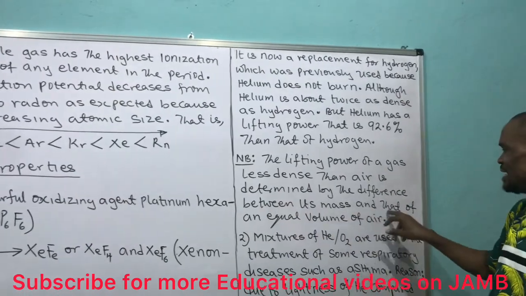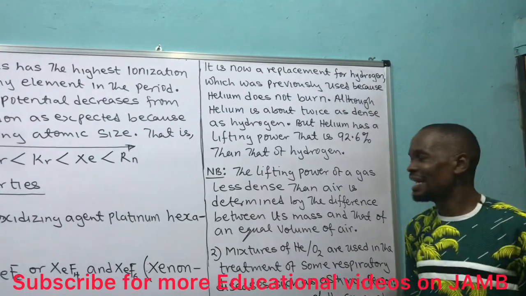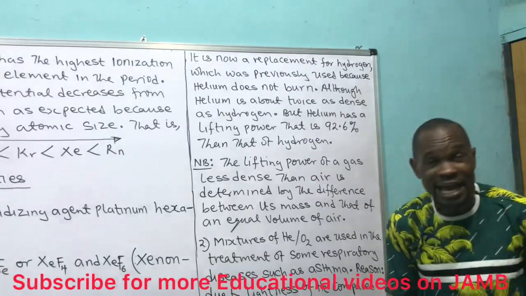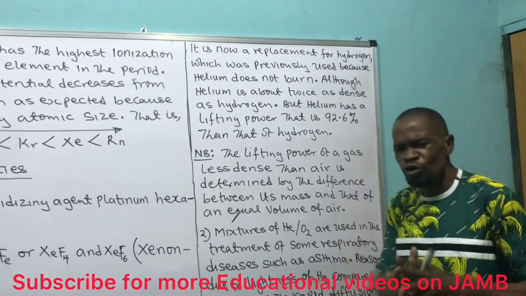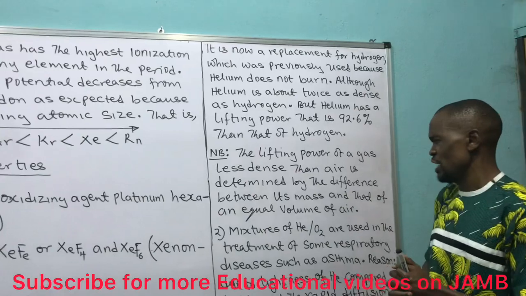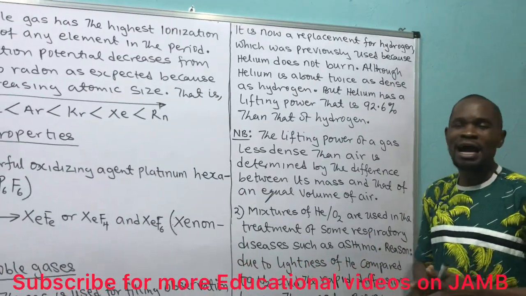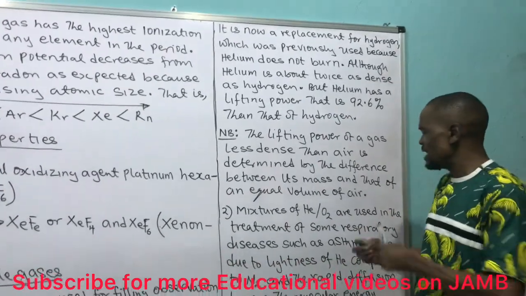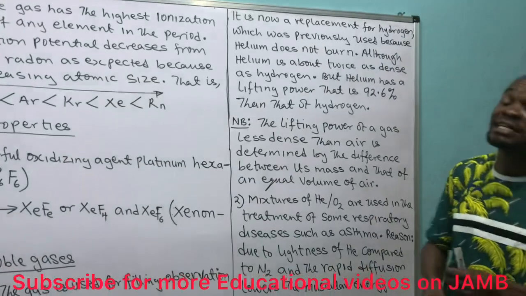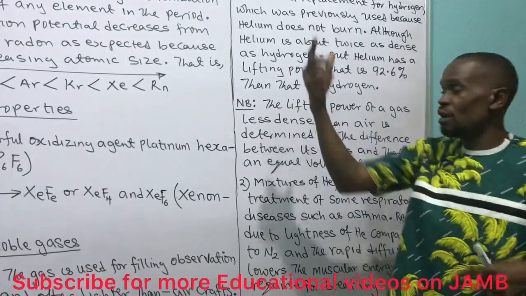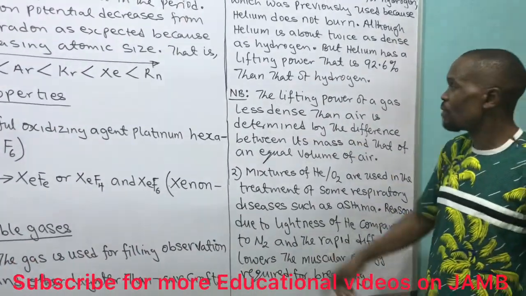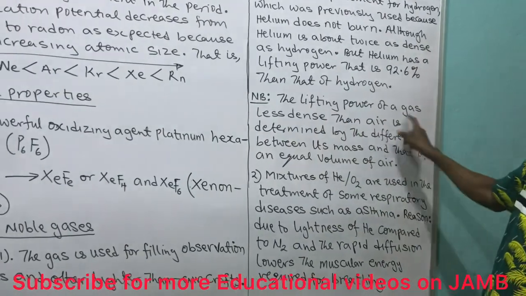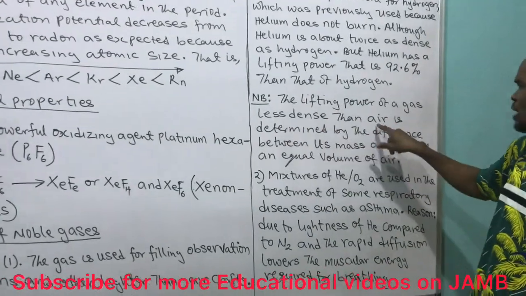Its mass and that of the equal volume of what? Air. That's when we get an equal volume of air and the mass of any noble gas. We'll compare it. By the time we compare it, if it's less than that, that means it can fly in the air. That's what we call lifting power. We say the lifting power of a gas is less than that of air.